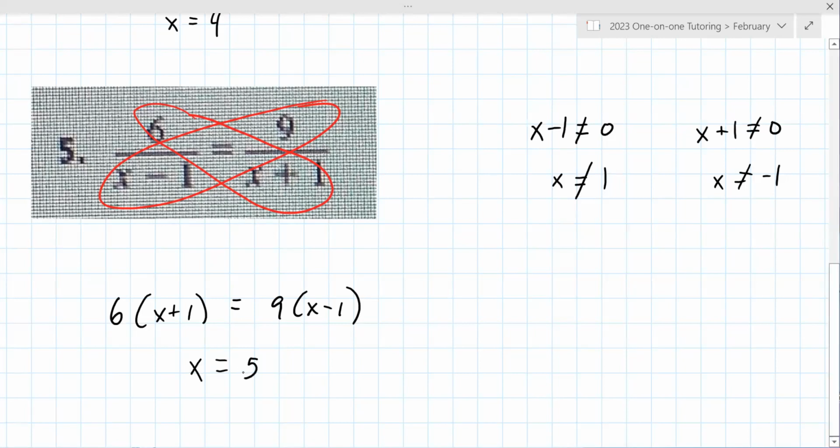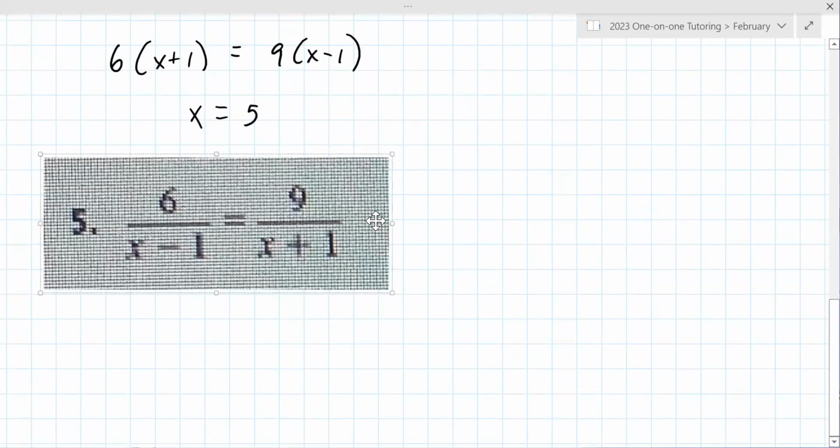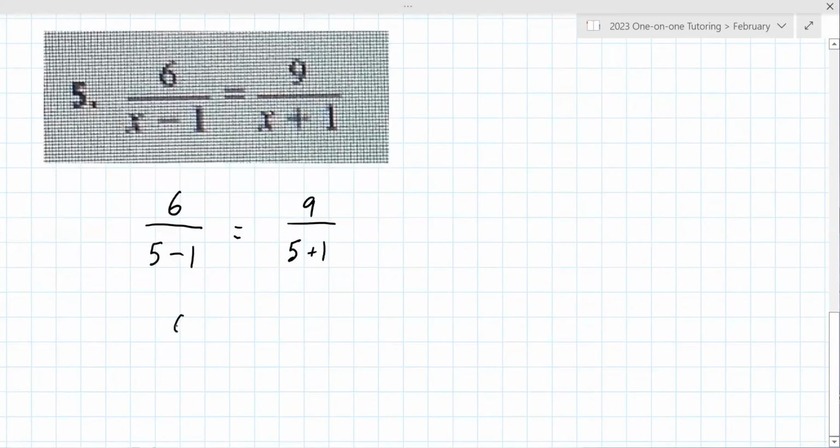Okay. Now, another kind of approach here, since let's just assume you didn't do this off to the right, is you can actually check your answer. And that's what we're going to do now. So your answer is 5. Is 6 over 5 minus 1 equal to 9 over 5 plus 1? Okay. So is 6 over 4 the same as 9 over 6?